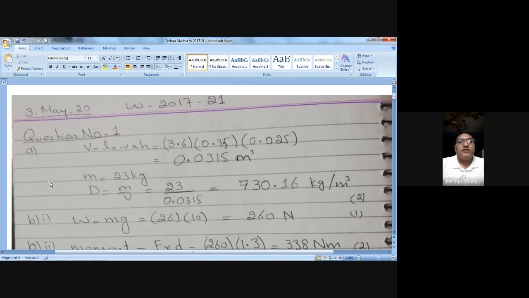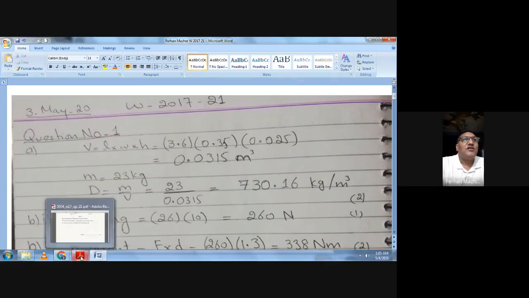The mass is given, 23 kg. Apply the formula of the density. Density is equal to mass divided by volume: 23 divided by 0.0315, and the answer will be 730.16 kg per meter cube. It's a 2 marks numerical. I hope you have understood it.